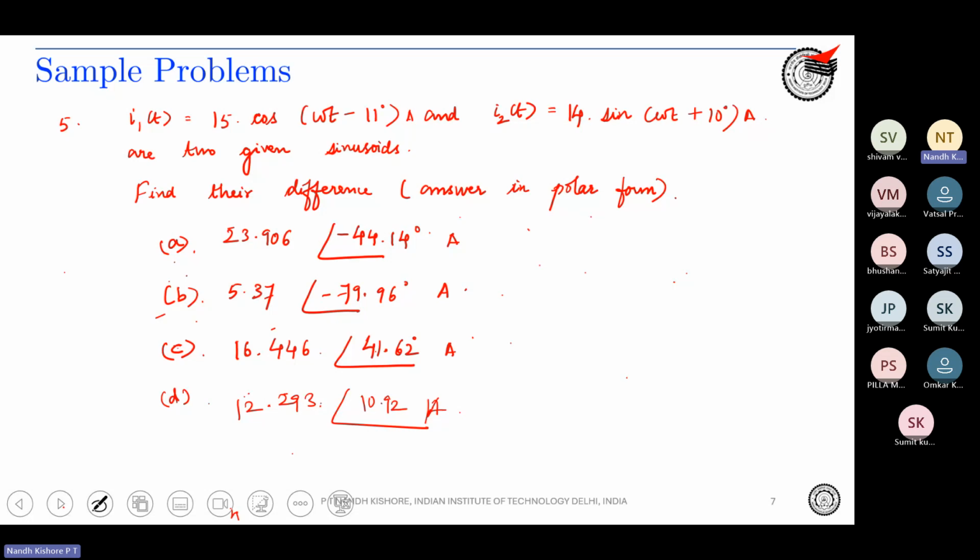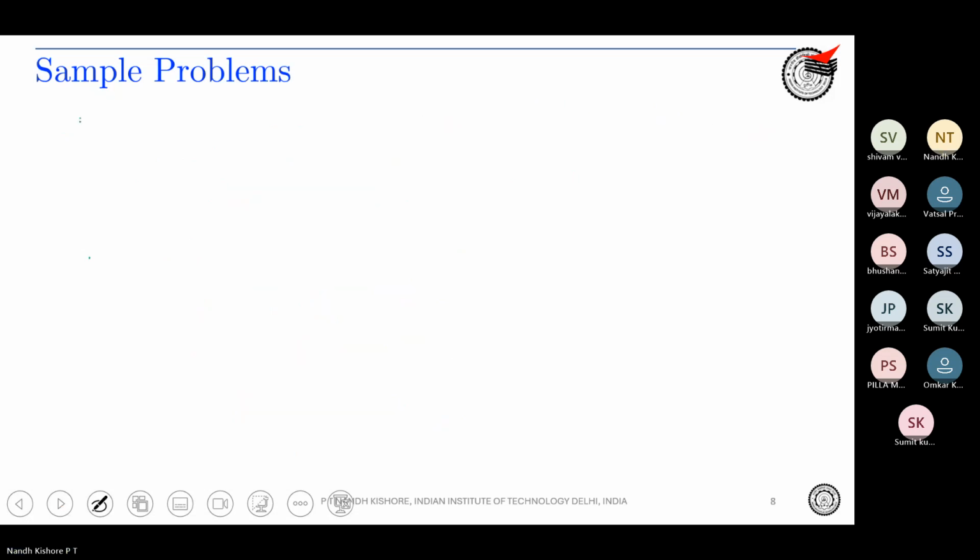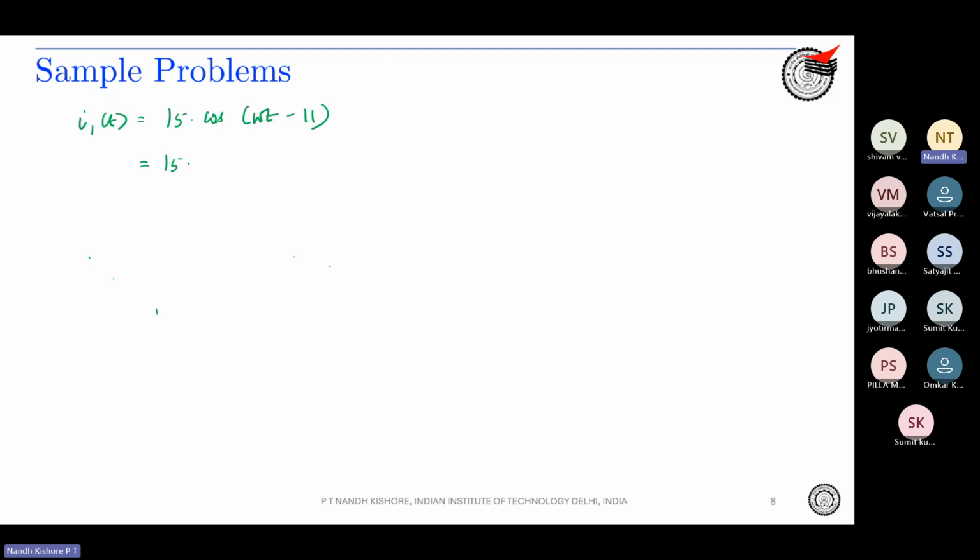So what is I1 of t? I1 of t is 15 cos(omega t minus 11), right? So cos(a minus b) can be written as what? What is cos(a minus b)?